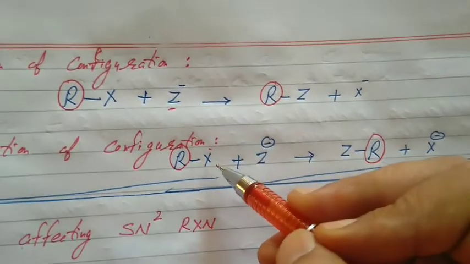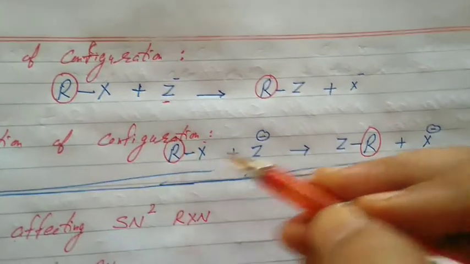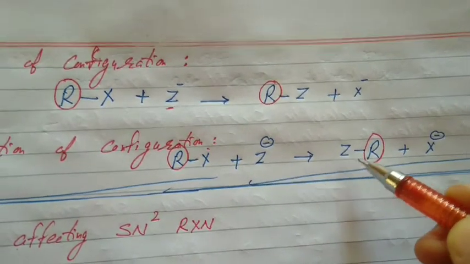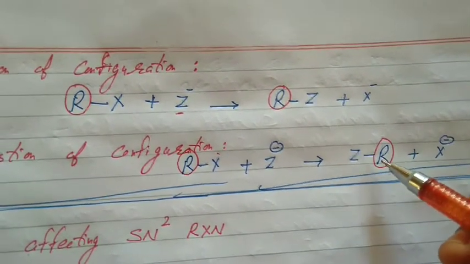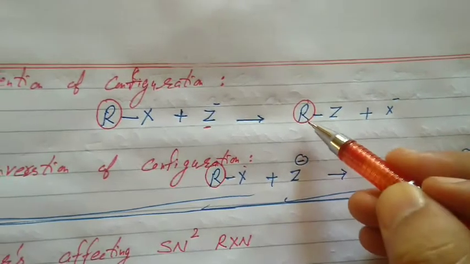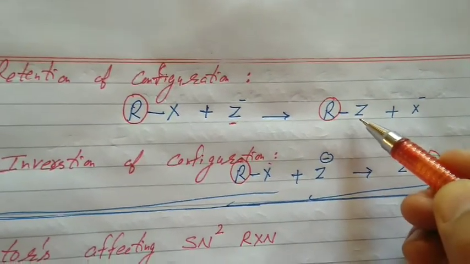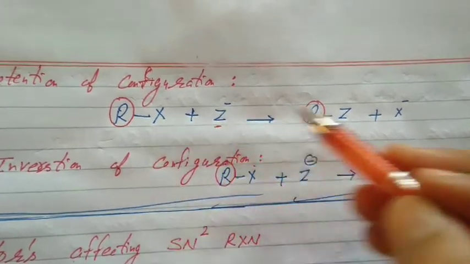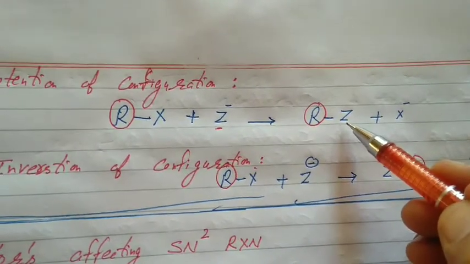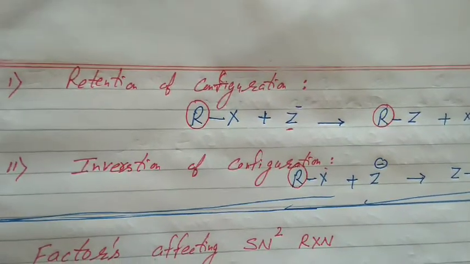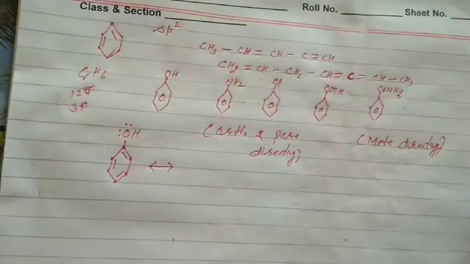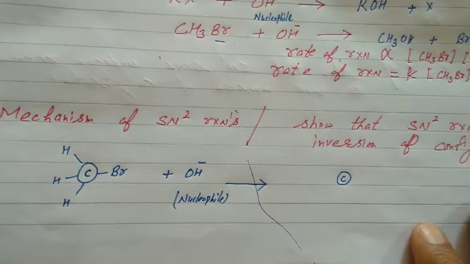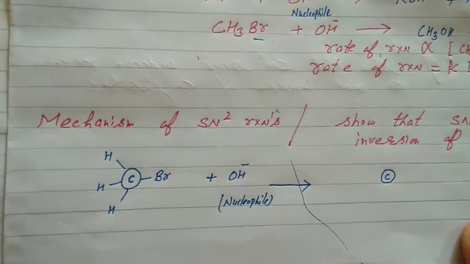It's clear, the leaving group is on the right side of the alkyl group, but the new group which approaches the carbocation is on the left side. Such patterns are called inversion of configuration, and these are called retention of configuration. In retention, the new group occupies the same position: X leaving group on the right side, new group also approaches on the right side. These are the two terms, retention and inversion. Please remember what will happen in SN2 reactions: inversion of configuration.